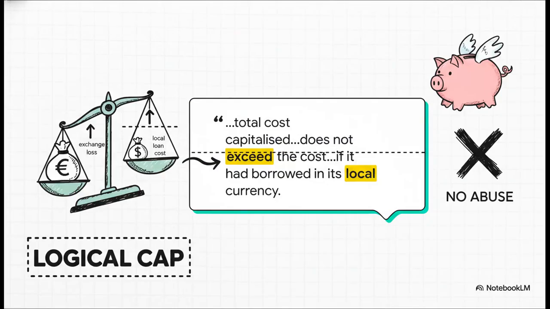And this, right here, this is the golden rule of IND AS 23. It's basically a sanity check. It says, sure, you can count those exchange losses as a borrowing cost, but only up to a certain point. And what's that point? It's the cost you would have paid if you had just taken the safe local loan in the first place. It's a logical cap that stops things from getting out of control.